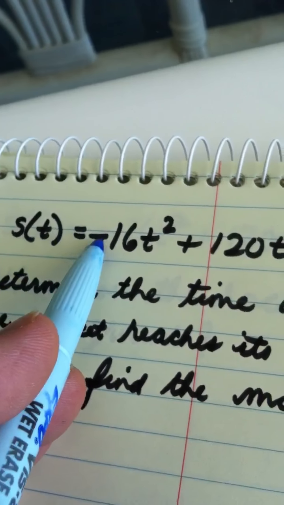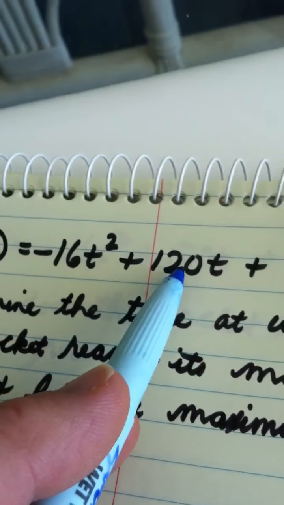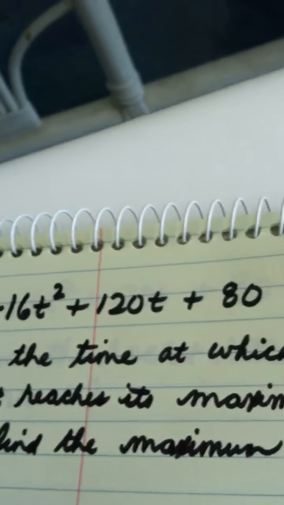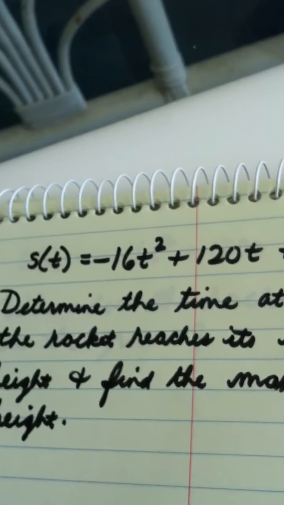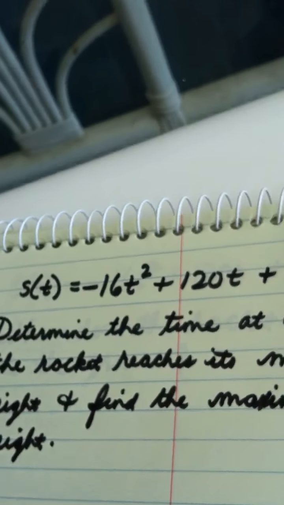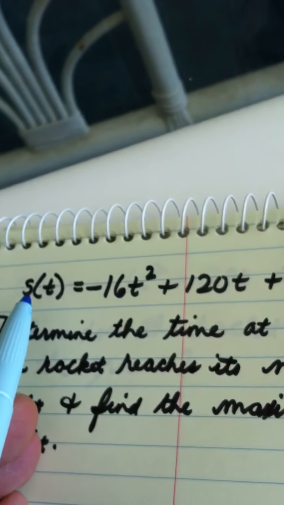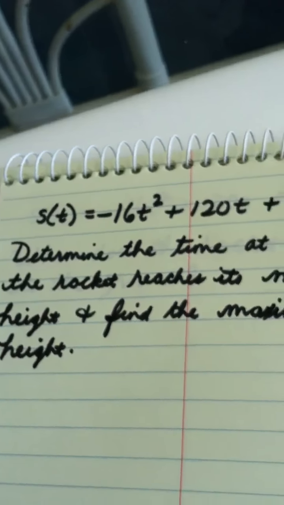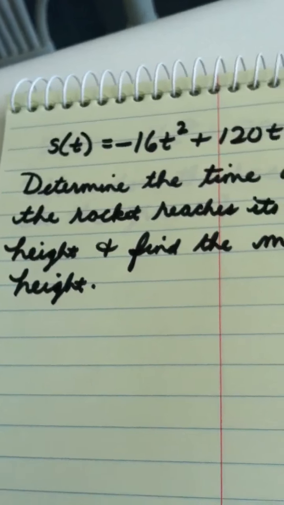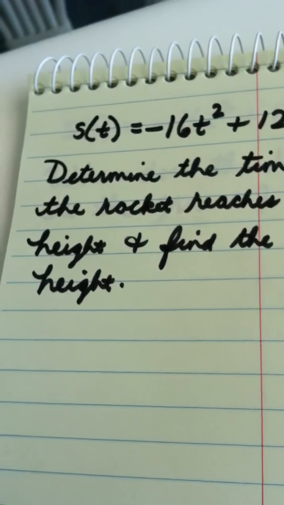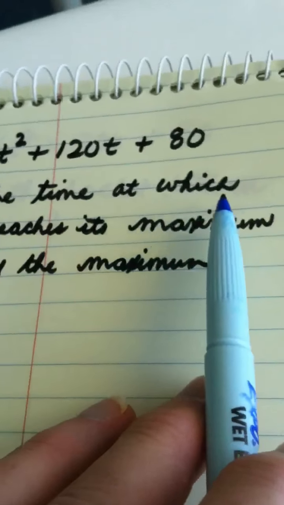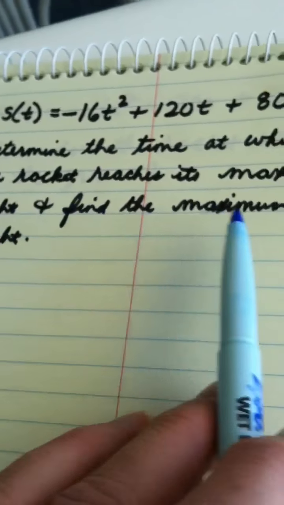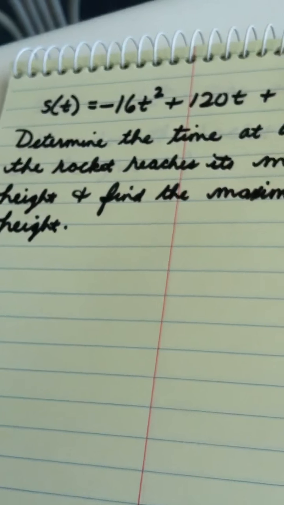s of t equals the opposite of 16t squared plus 120t plus 80. It tells you where this object is located above the ground at any time. And I believe the units, height is measured in feet and t is measured in seconds. And again, the initial problem told you that. If I was putting this on a test, I would make sure your units were very clear. Okay, determine the time at which this rocket reaches its maximum height and find what the maximum height is.